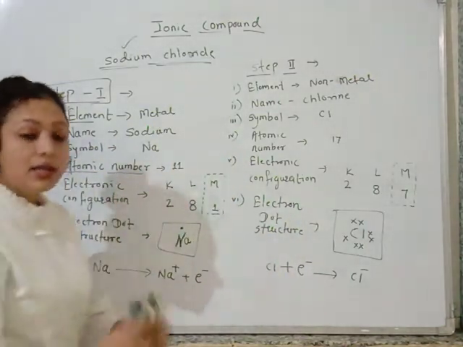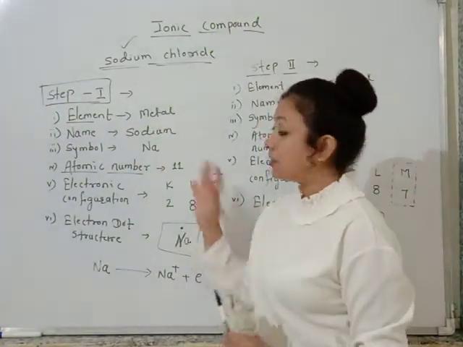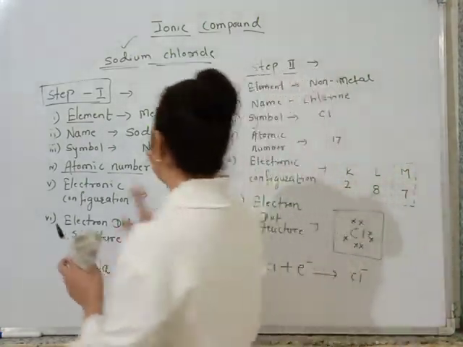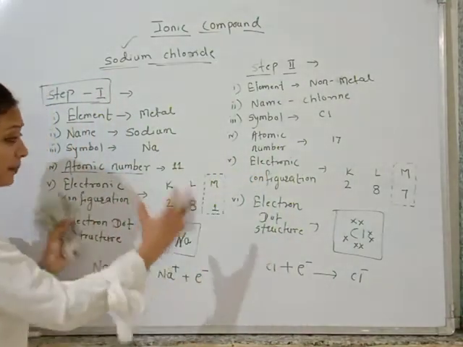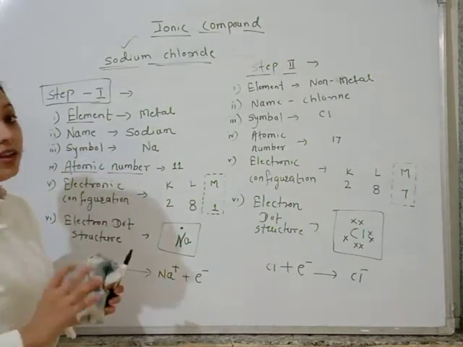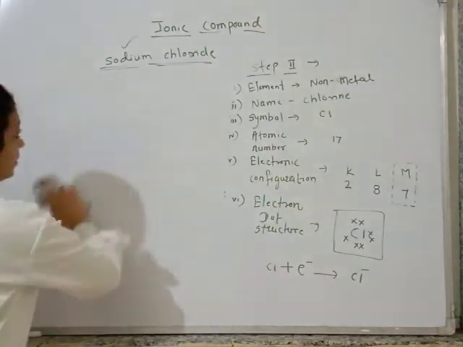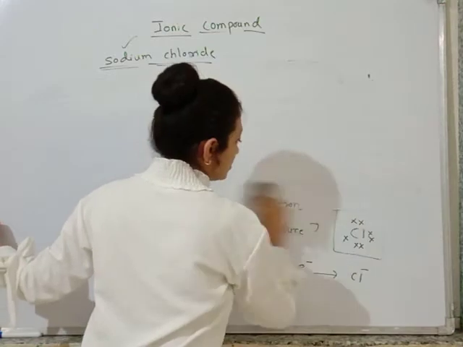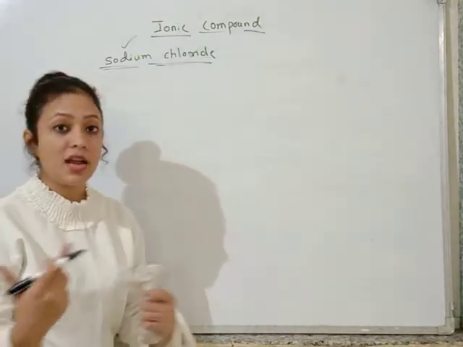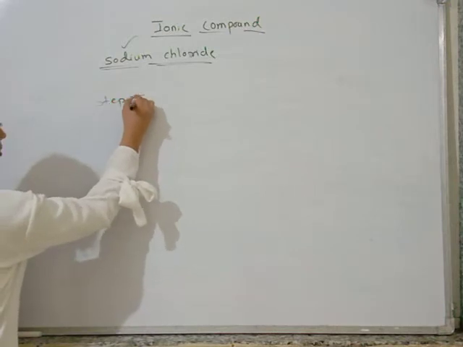Now we are going to cover the very important step in the formation of an ionic compound, and that is step 3. Now you have to focus more on step 3, children. These are very easy steps where we just write the basic information about the metal and non-metal. Now step 3 is very important. So let's see what step 3 is. For this step 3, you have to remember the electron dot structure from step 1 and step 2.